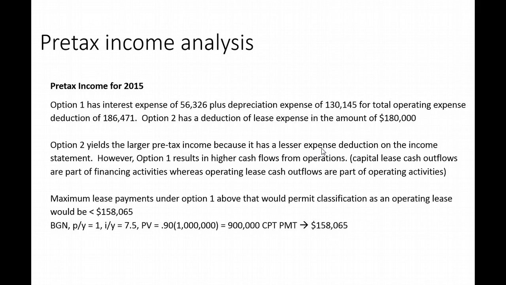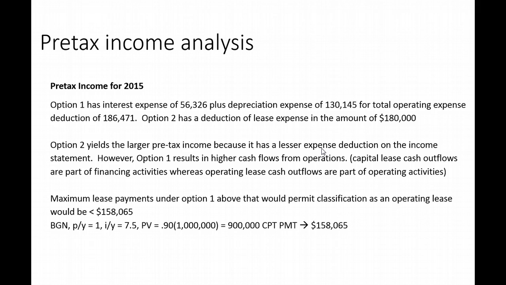For a capital lease, the cash outflows are part of financing activities because, again, we have in fact financed the purchase, or we're accounting for this operation or this lease as if we had purchased it. So the $160,000 would actually come out of financing activities rather than operating activities. So those are just a couple of things to keep in mind.